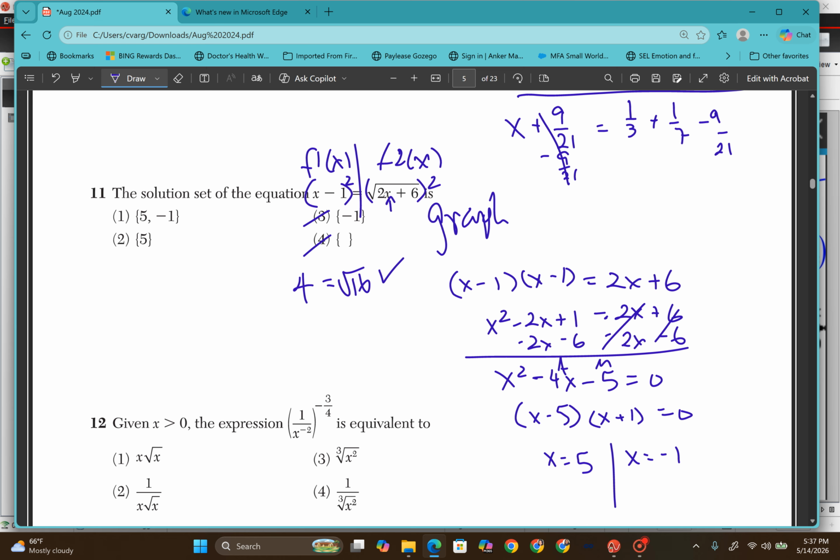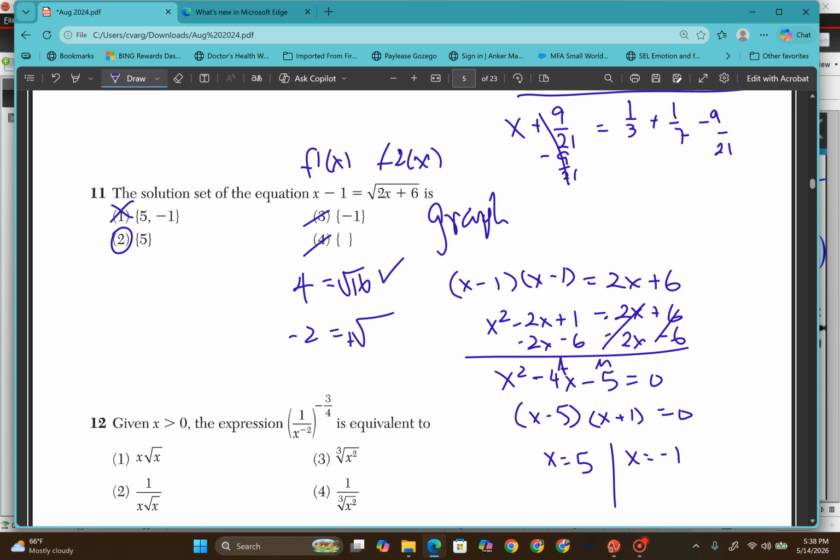Okay. Now we need to see if the -1 works. So if you do -1 and you plug it in for x, -1 minus 1 is -2. The square root of a number is positive here, right? There's like an imaginary plus sign. So I know automatically that the -1 does not work. So the only answer choice that makes sense is 2.